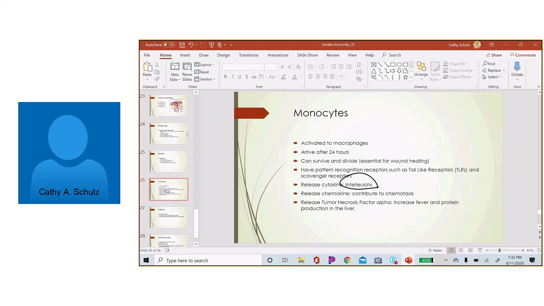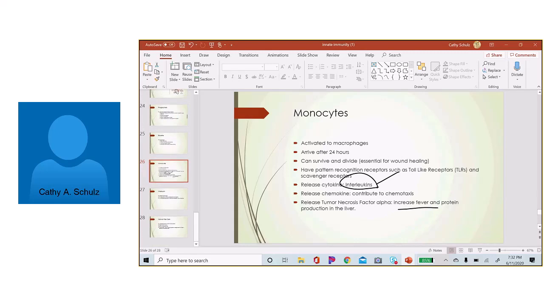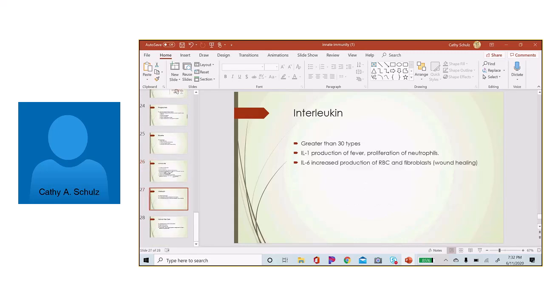They also release something called tumor necrosis factor, which with the interleukin increases fever and tells the liver to produce more proteins, because everything that we use in this process, the monocytes, the things we need to heal the area, the proteins that make up the cytokines and the chemokines, those are all made of protein. So we have to tell the liver to get to work. Those are the types of interleukin.